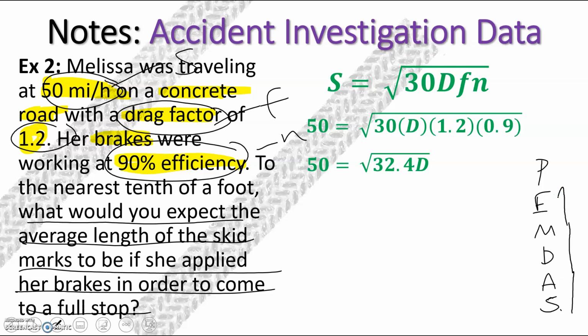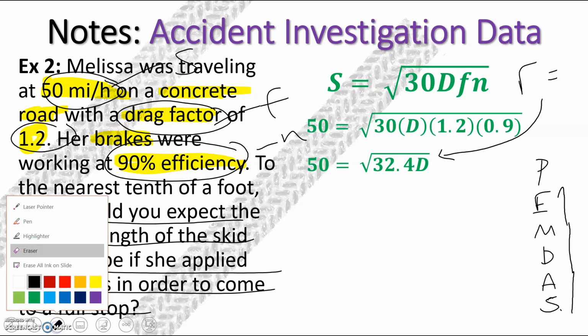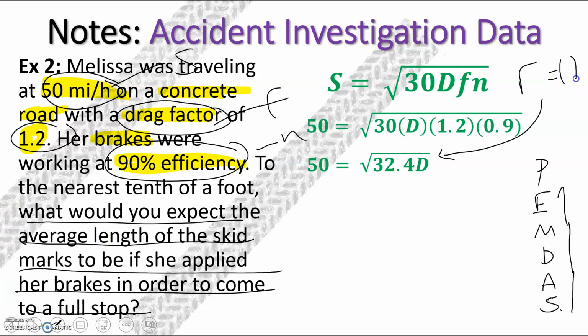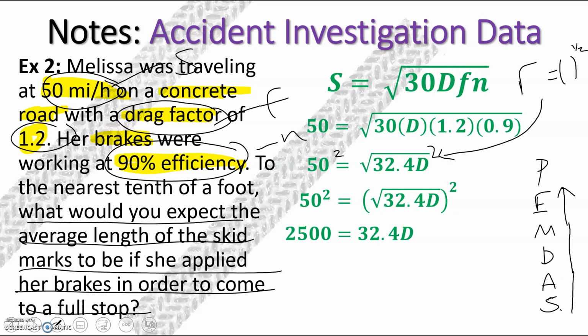Mathematically speaking, just so you review from Algebra 1, anytime we take the square root, that is equivalent to a 1/2 power. So that's the same thing as putting something to the 1/2 power. Therefore, this is an exponent. In order to get rid of this square root, we're going to do the opposite, which is square. So we'll square both sides. The square root and square are opposites, so they cancel each other out on the right-hand side. On the left, we have 50 squared, which is 2,500.